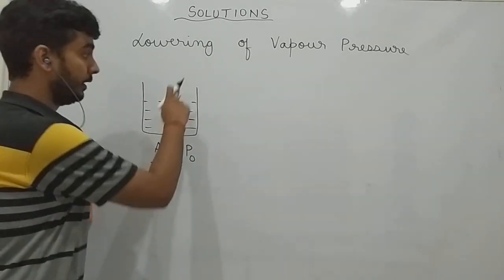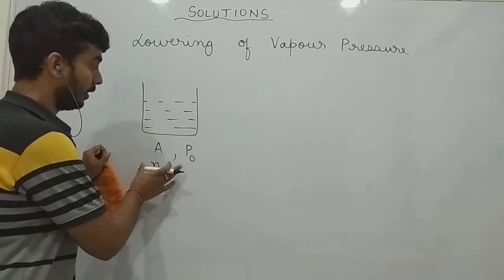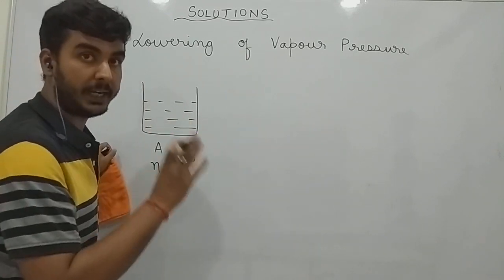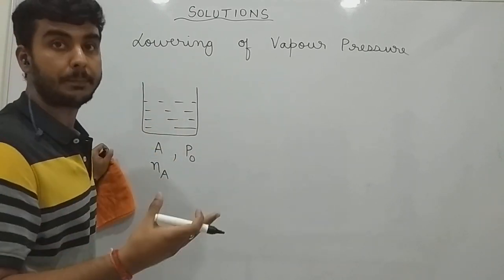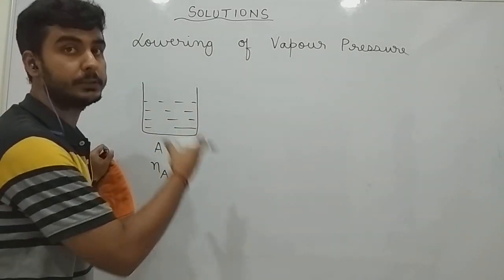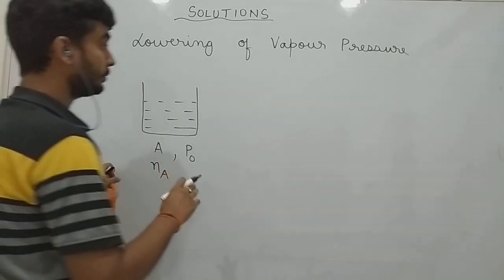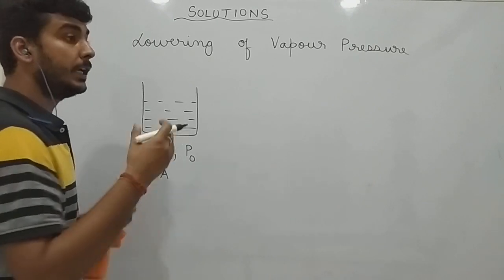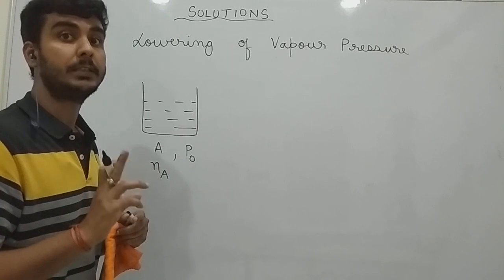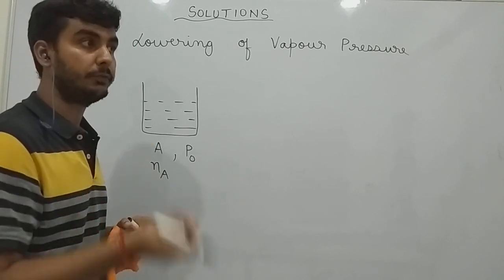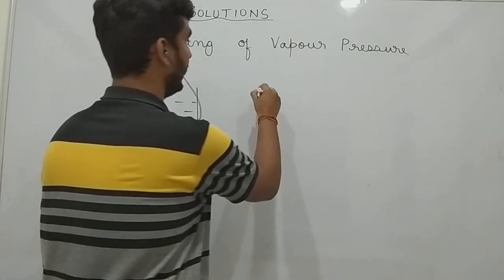So this is a container in which we have taken a solvent A. The number of moles of A contained in this container is Na, and P naught A is the vapor pressure of this pure solvent when nothing is mixed in it. Now what we will do? We will add some non-volatile solute. Mind you, non-volatile solute. We will add some non-volatile solute to this solvent A.